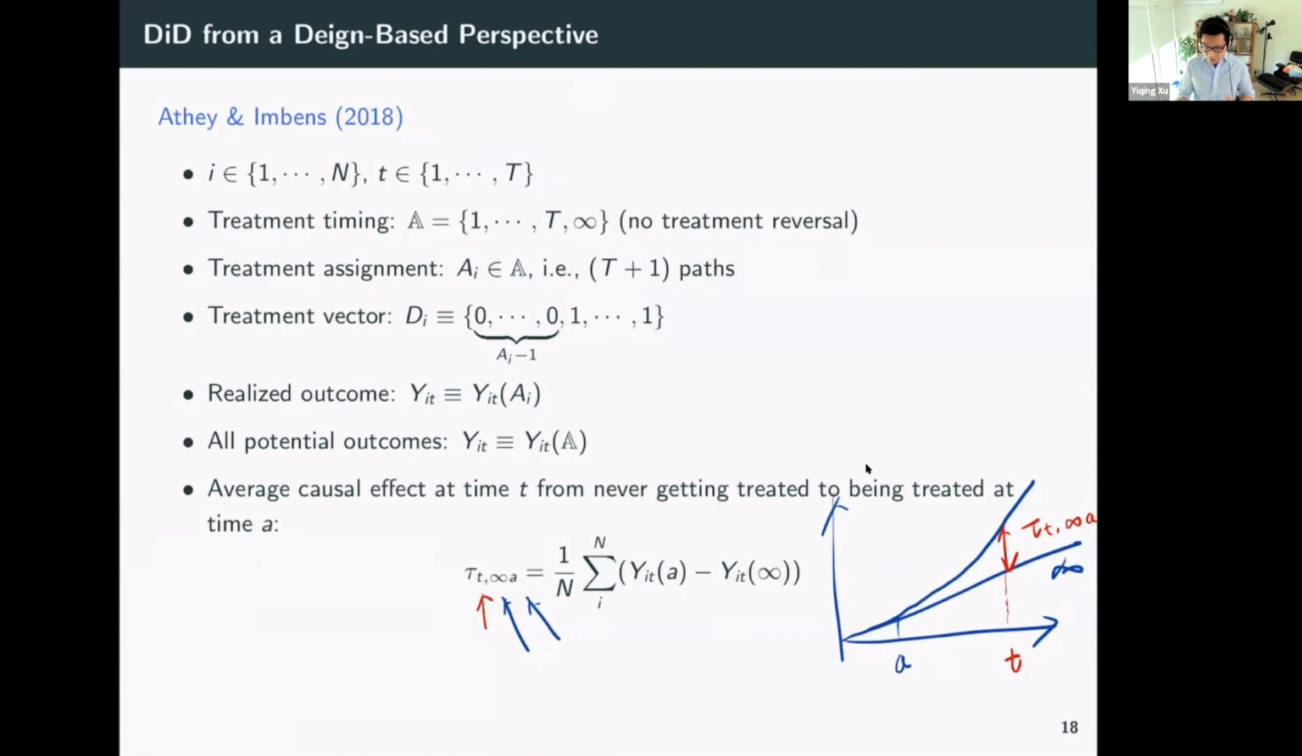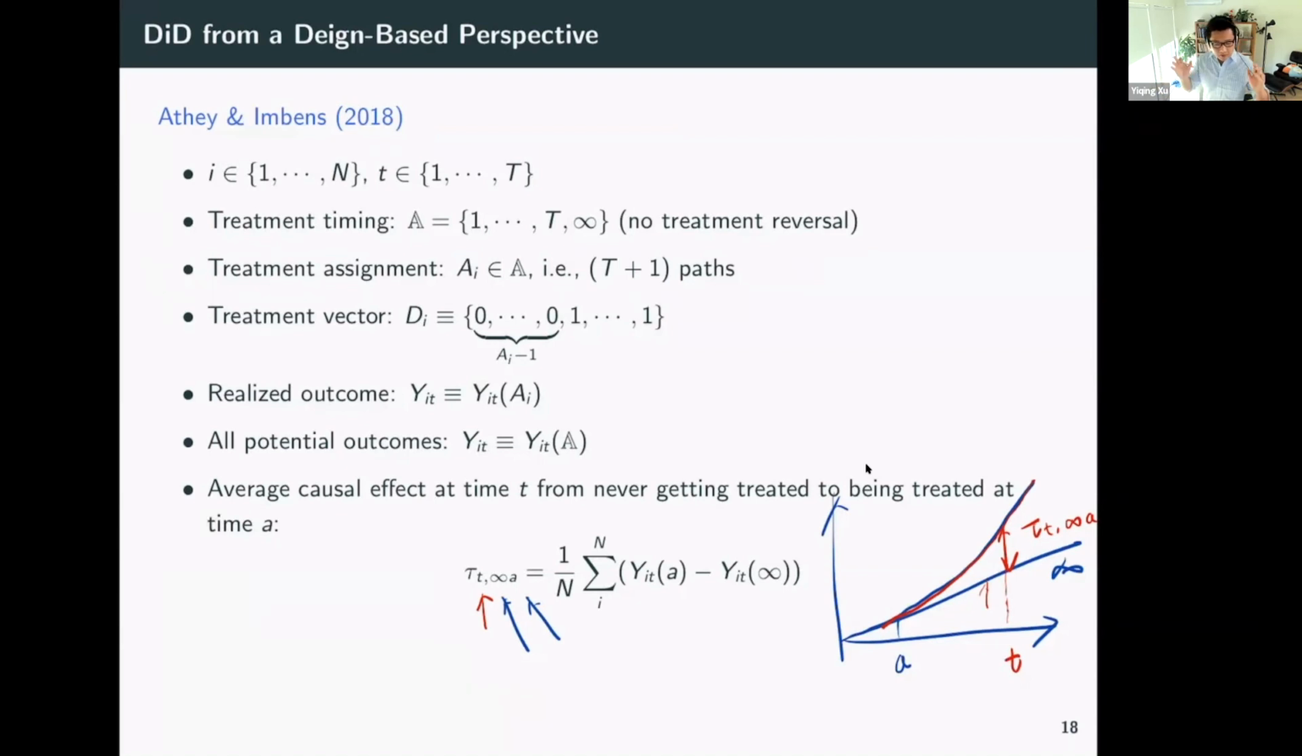So if I'm actually getting treated, my path is observed, but you don't get to observe this infinity path, this never treated path. You probably want to use your neighbor's path as your counterfactual, some version of your neighbor's path, if your neighbor is never treated. Okay, that's the idea. So that clarifies a lot of things.